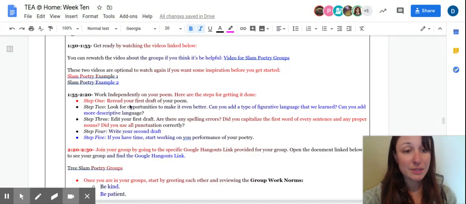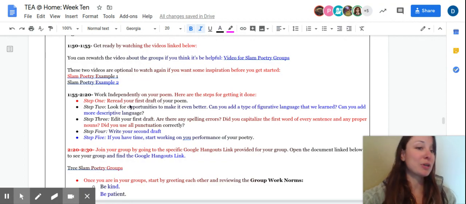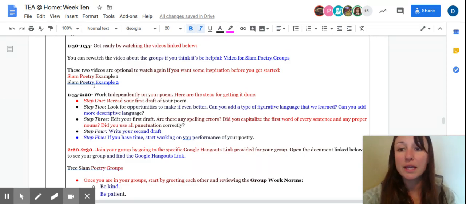If you have time, this is a great chance to start working on the performance of your poetry. Now, remember, this is where you get to be really creative. You can sing with your poem, you can dance with your poem, you can play an instrument with your poem. That's what slam poetry is all about. So, remember those examples that we had linked in, they're still in this lesson. So, if you want to rewatch those for inspiration, feel free to.